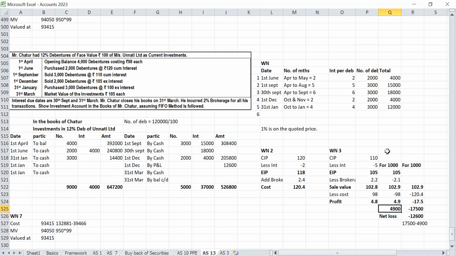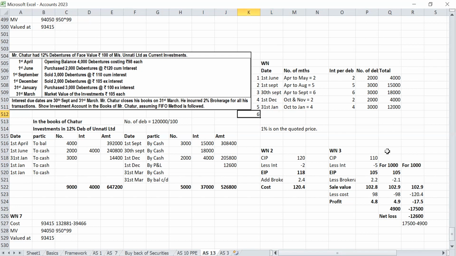We are not accounting separately, profit separately and loss separately, because both are a single transaction only. So we are finding out net profit or net loss, and the 12,600 loss we are transferring to profit and loss account. Okay, sir. Yes.